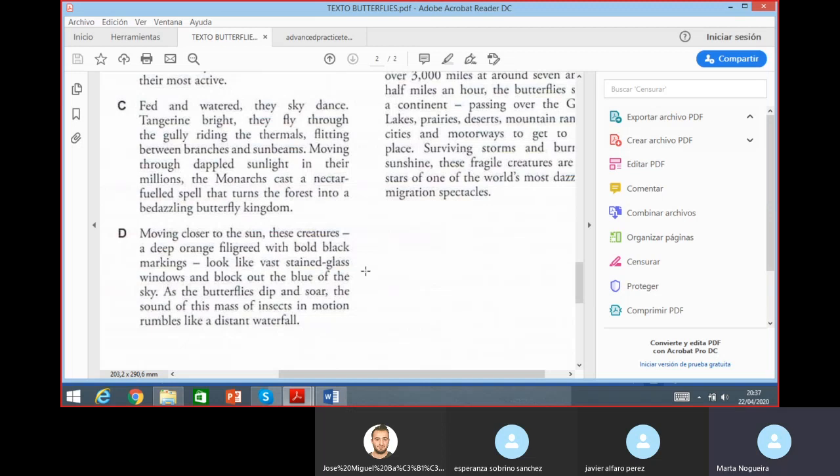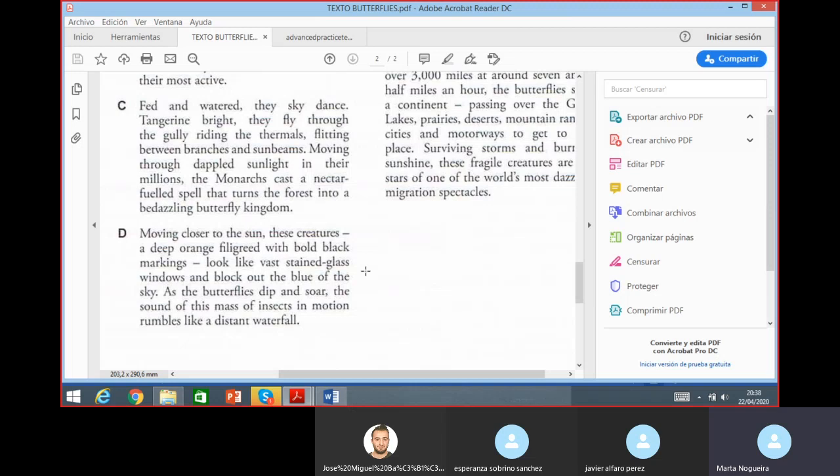And block out the blue of the sky as the butterflies vast, like huge, enormous. Okay. Out of the blue. As the butterflies dip and soar. Bueno, dip and soar. Que bajan y suben, okay?